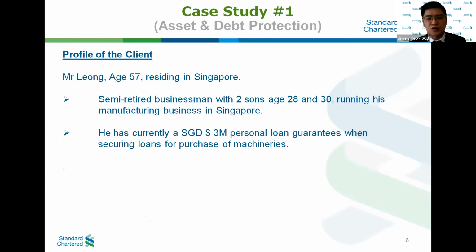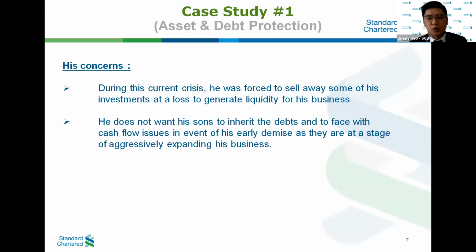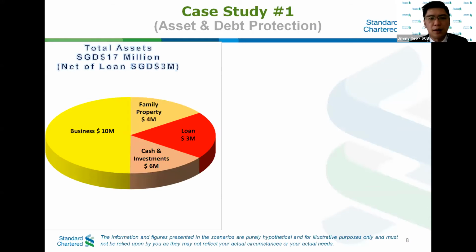He's thinking, I have a 3 million personal loan. I do not want this to fall onto the next generation if I were to check out of life prematurely, right? And especially in this crisis, I'm already forced to sell away some of my investments at a loss to generate liquidity. If he feels that this is extremely important, I do not want to pass the loan to the next generation. So his portfolio, for example, Sing dollar 17 million, whereby the majority in business 10 million, property 4 million, cash and investment 6 million, for example.